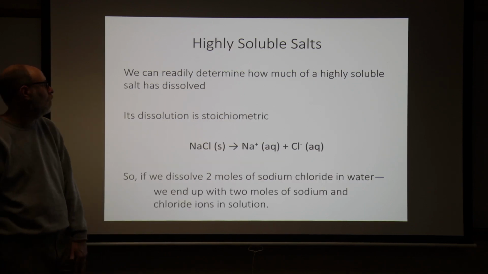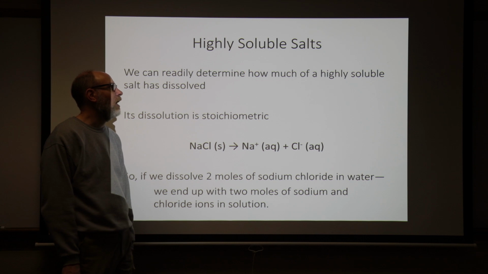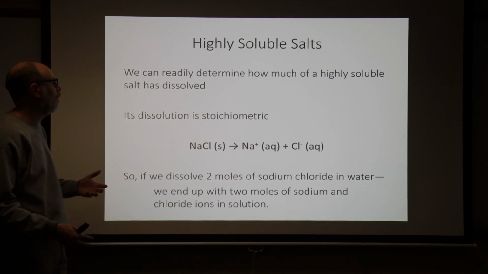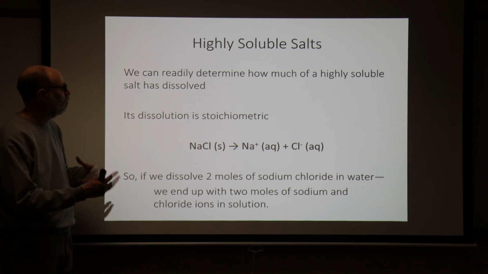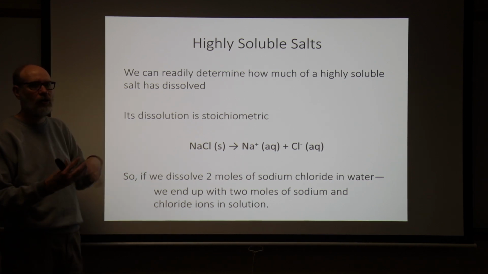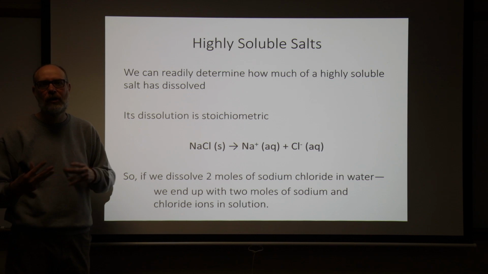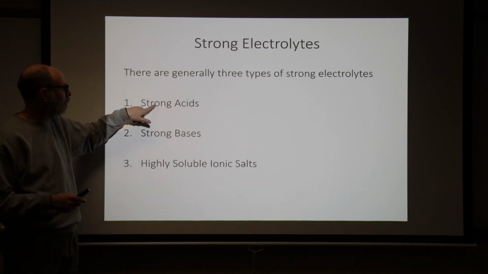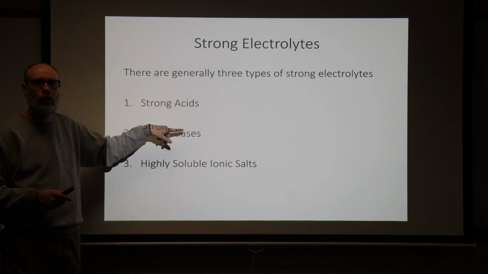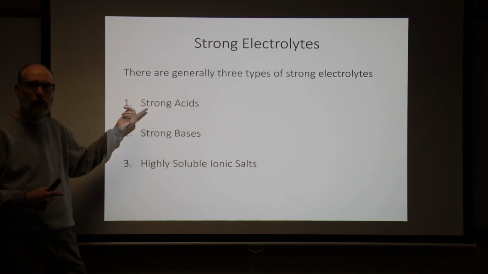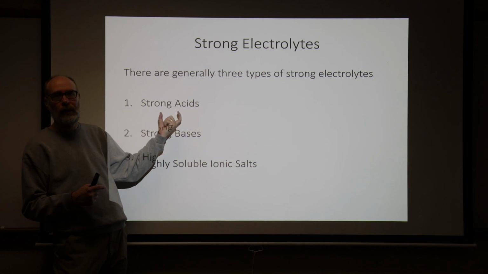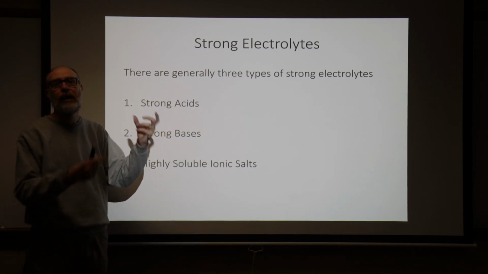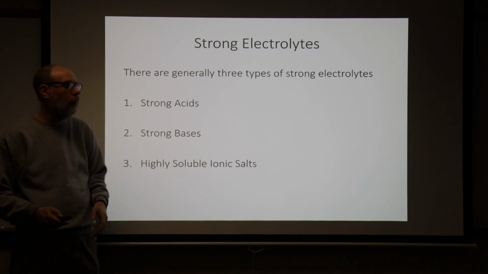Whenever you have these highly soluble salts, there will be a limit at which it won't dissolve anymore. It's like a stoichiometric thing. You can readily determine how much of it has dissolved. And this should be a little bit familiar from the strong acid and the strong base, where if we calculate the pH of a strong acid solution, we just need to know the molarity of the strong acid in order to get there, or the strong base, to get the concentration of H plus or OH minus.